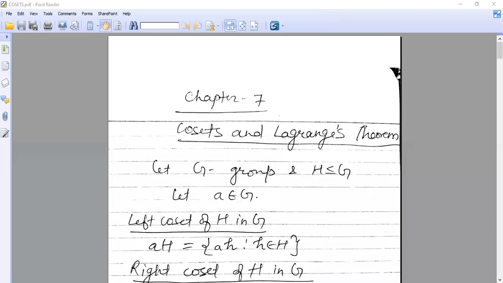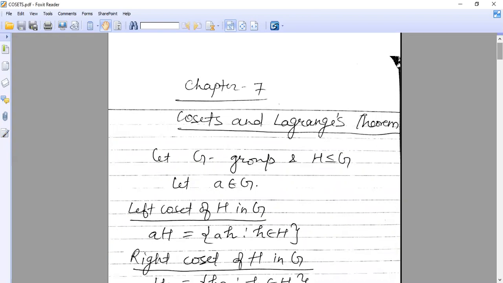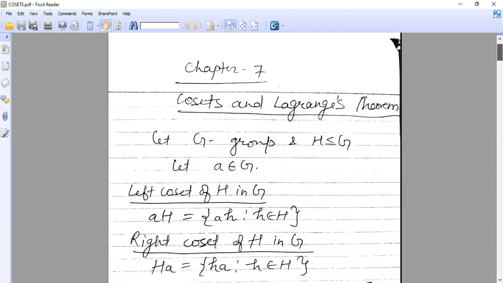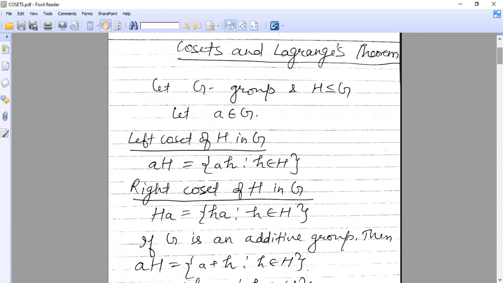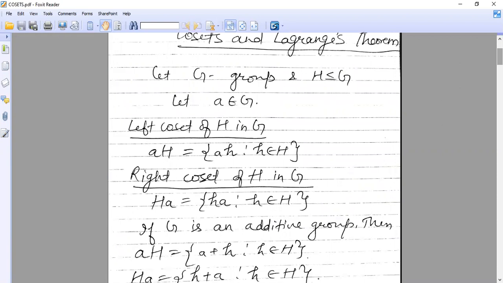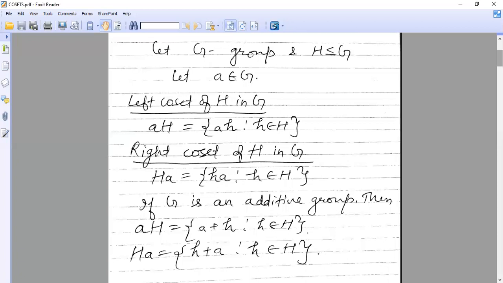Hello everyone. In my previous videos, you have already seen the definition and examples of groups, and in one of the lectures you have already seen cyclic groups and their examples also. So today we are going to study cosets. After cosets, we are going to see Lagrange's theorem in my next video. So first of all, let us see the definition of cosets.